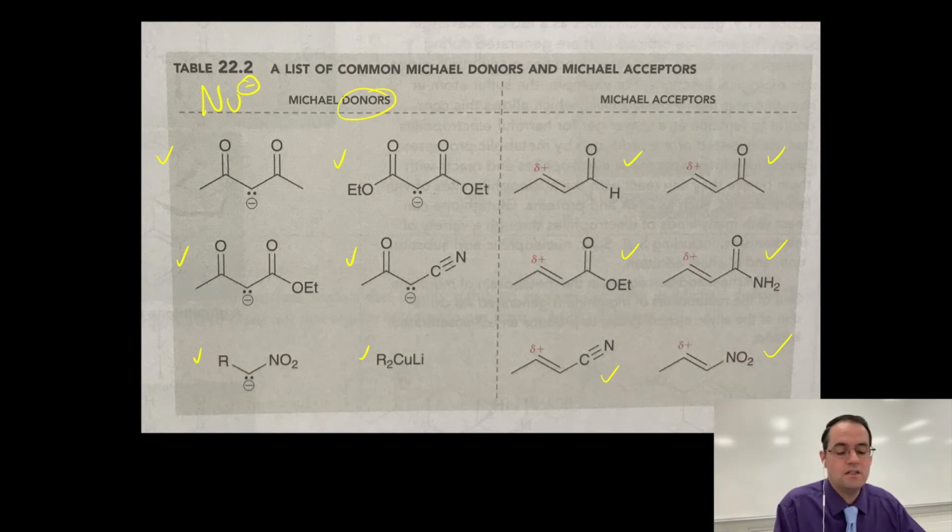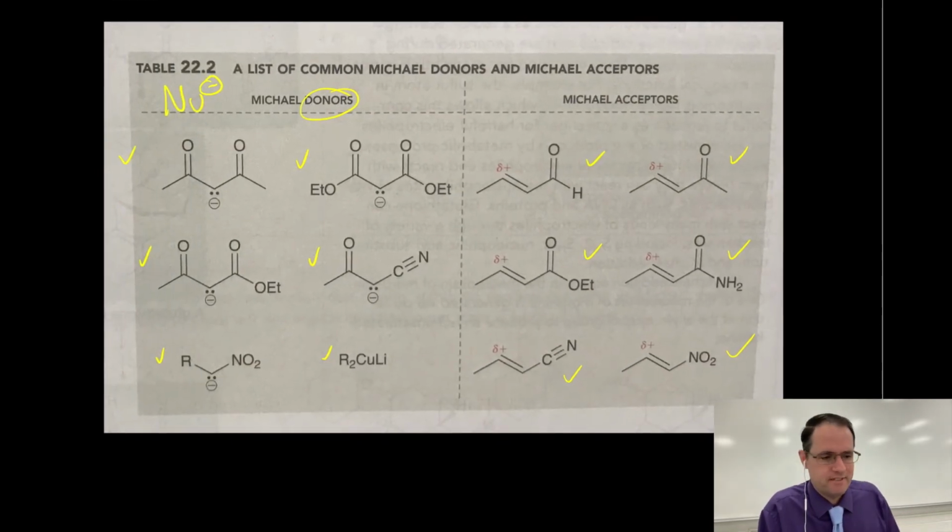Okay, so all of these reactions, you have six on each side. Six times six is 36. So you could potentially draw 36 different reactions. Even though I am on YouTube and I could draw all the mechanisms and products for all of that, I won't. I'm gonna just do some of the sample problems now, okay? So let's do problem 22.4 to get us started.